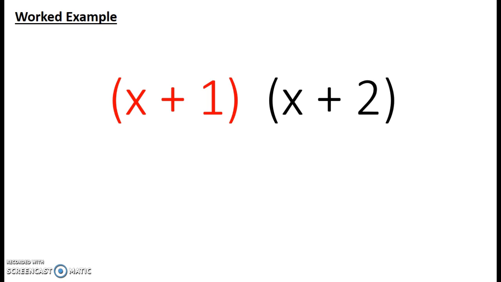So you've got two terms in the first bracket, which is in red, and you've got two terms in the second bracket, which is in black. So now, this is how you will do it. I'm going to walk you through step by step.